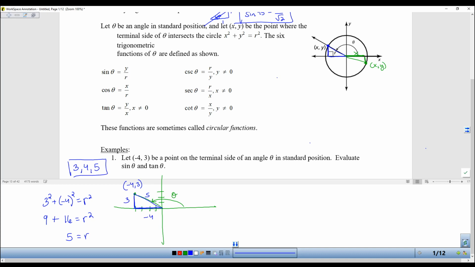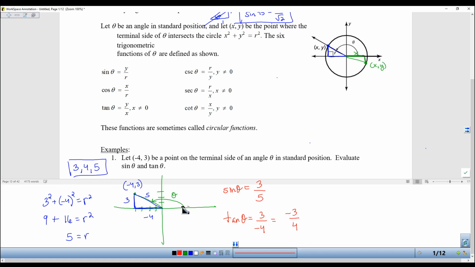So it asks for sine of theta. So sine of theta is opposite 3 over hypotenuse, which is 5. And not cosine, they asked for tangent. Tangent of theta is opposite over adjacent, 3 over -4. Although people don't usually write the negative on the bottom, so it would be -3/4.